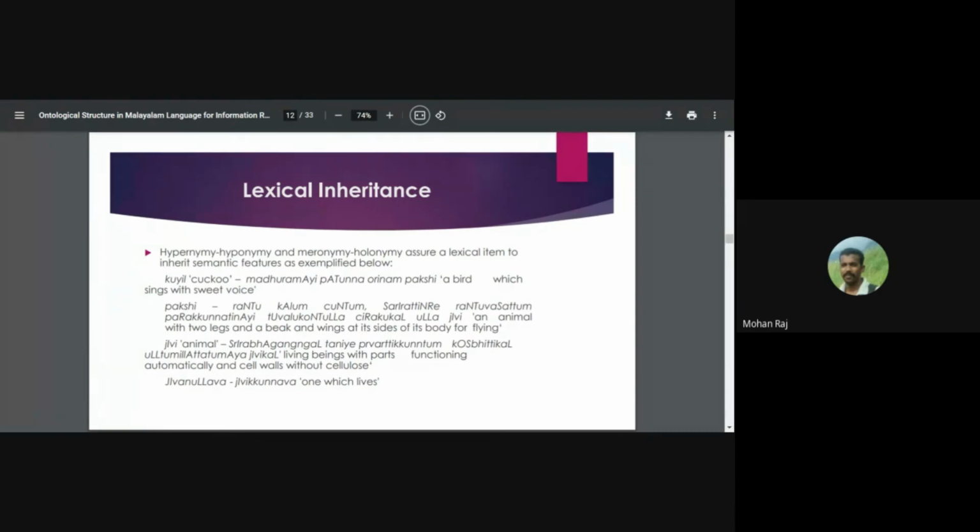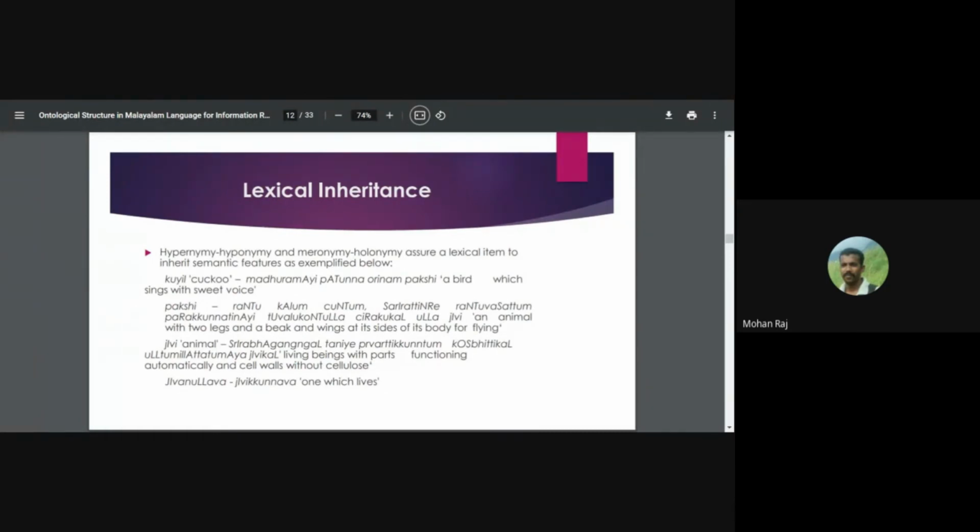And then the meaning of Pakshi, and beak and both sides of the body: പറക്കുന്നതിനായി തൂവല് കൊണ്ടുള്ള ചിറകുകൾ ഉള്ള ജീവി. An animal with two legs and a beak and wings at the sides of its body for flying.